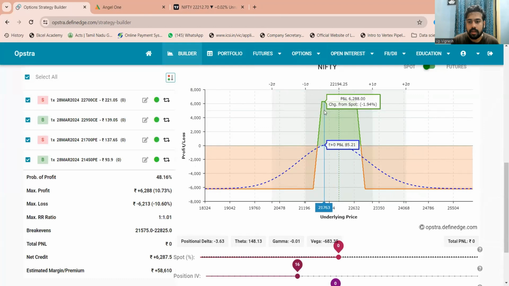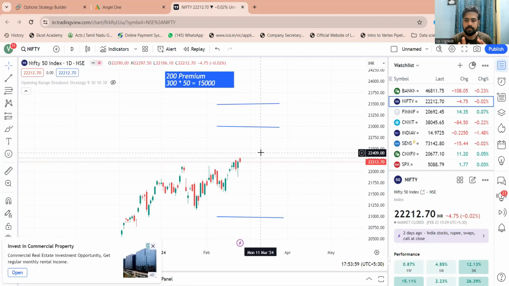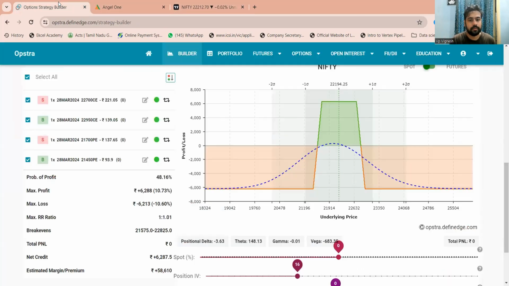But what we are seeing is that your maximum profit is going to be around 6,288 when it's going to stay within this range. If it ends up in the range, you will get the full amount. Whatever profit you are going to get, you are going to get the full money. But if it goes below a certain point, you can still see you are getting a range. Even if it crosses 21,700, 600, you can still see you could get some profit, around 2,700, something like that.